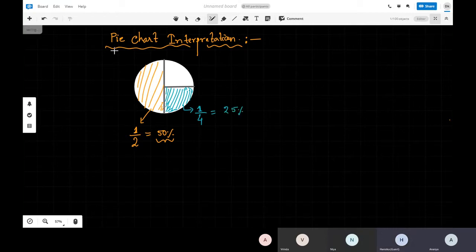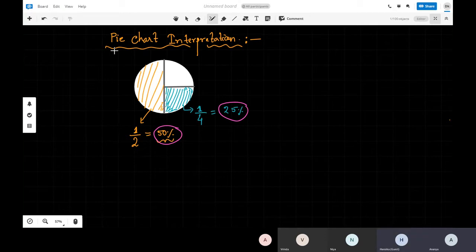That means in this way we can figure out which portion of a pie chart represents what percentage. Now it's pretty easy to understand that this particular portion is way less than this one. Obviously, 1/4 is less than 1/2. That means 25% is less than 50%, right?